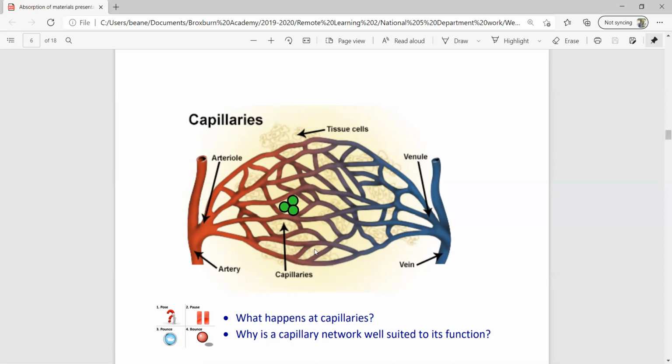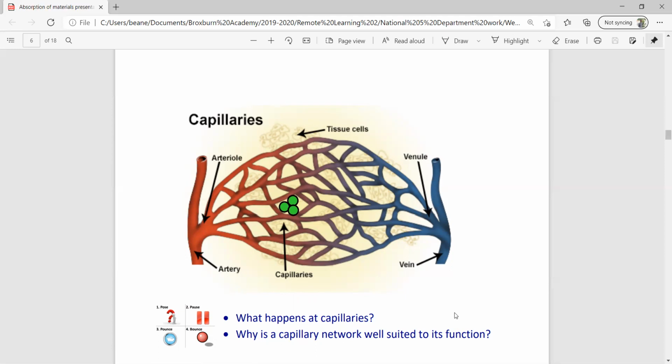Remember as well that capillaries are only 1 cell thick, which means materials can diffuse in and out quite easily. That wouldn't be possible in an artery or a vein because they're much thicker. So capillary networks are well suited to their function for quite a variety of different reasons. Hopefully you've managed to pick up a few of them there.